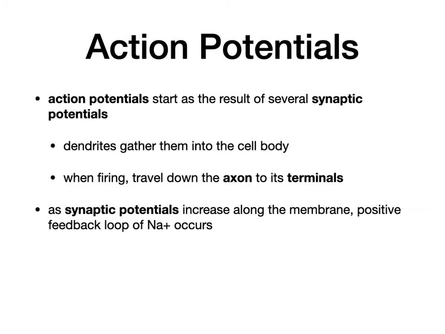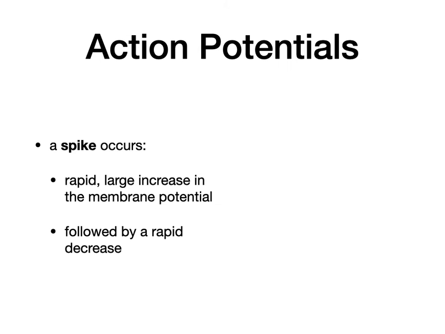So as the synaptic potential continues to increase along the membrane, there's a feedback loop that occurs. The membrane gets depolarized and it says, oops, I'm going to open my channels. More negative stuff is going to flow in, and they're going to repeat. We're going to pass it down. Keep going. Keep sending this. So what happens is a spike will occur.